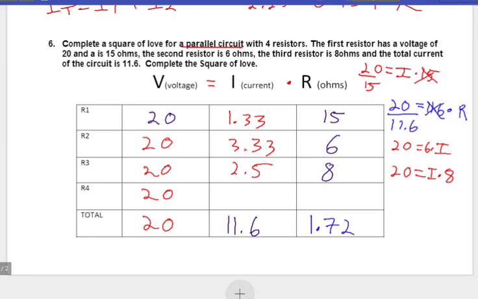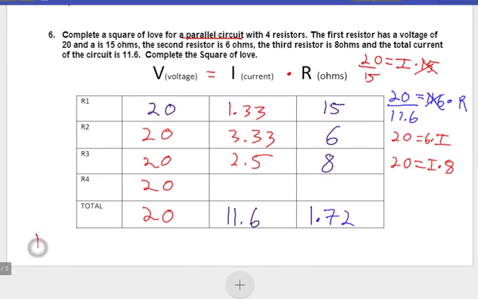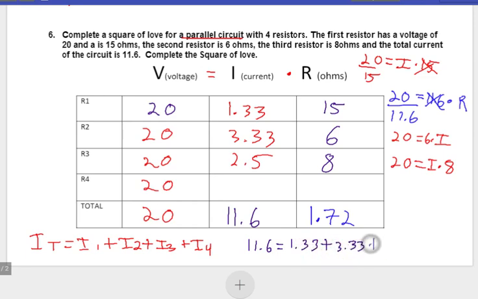Lastly, I'm just missing these boxes down here. This should be easy. So in a parallel circuit, the total current is equal to all the currents added up together. So if I do that, I should be able to take my equation right here and plug in my values. I find out that my total current is 11.6. Current of resistor 1 is 1.33. Current of resistor 2 is 3.33. Current of resistor 3 is 2.5. And the other current is unknown. Add all these up, subtract it over, and I find out that my resistance 4 has a current of 4.44.